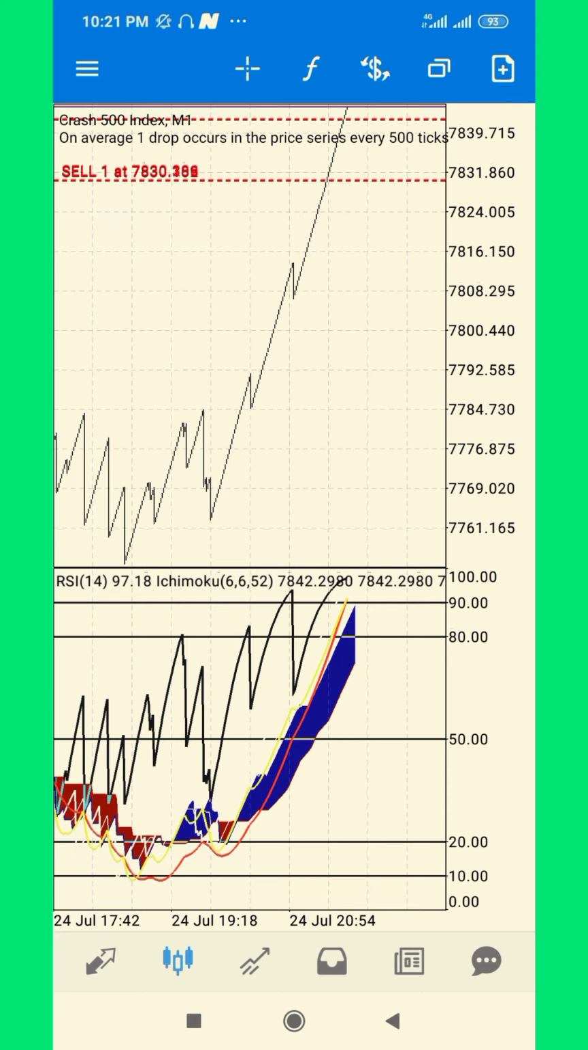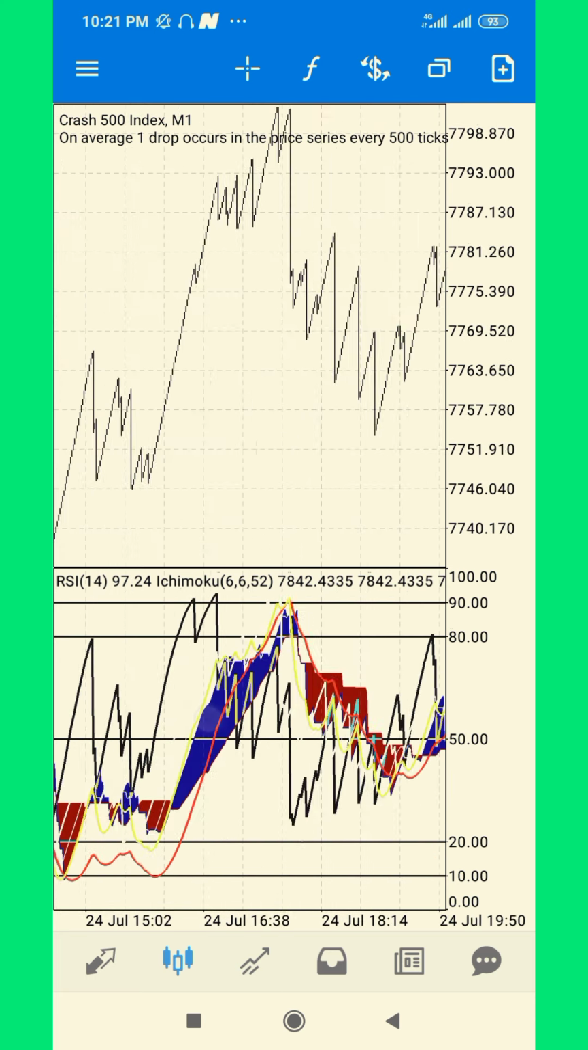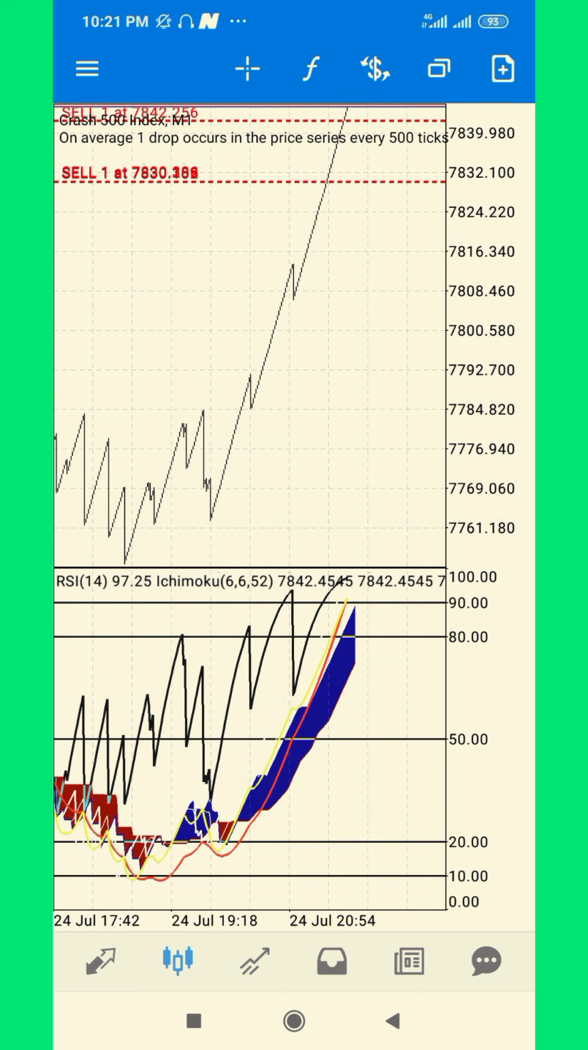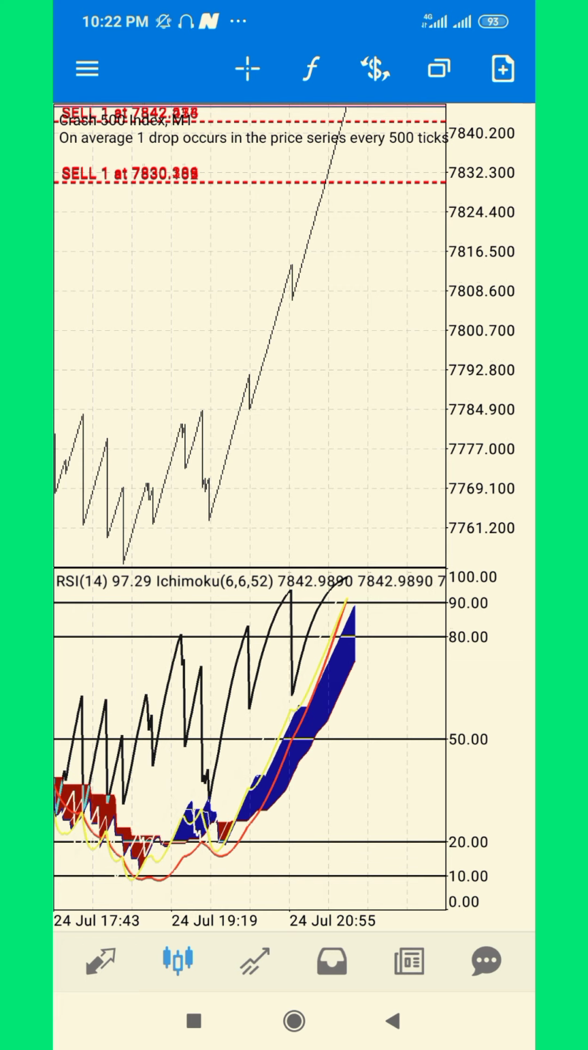Now I want to quickly show you something in boom and crash. I told you before that I trade boom and crash as my major trading. I don't trade currency pairs every time. I trade currency pairs anytime that I feel like. But for boom and crash volatility index, I trade it every time, anytime I want to.